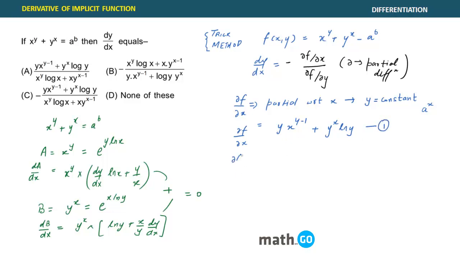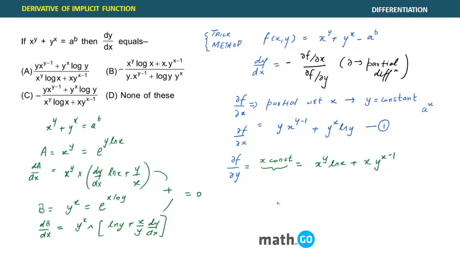Now you need to find delta f by delta y also. In this particular case, you will take x as constant, right? So now let's start differentiating. x raised to power y is like a raised to power y, right? So what will be the derivative? x raised to power y ln x, plus y raised to power x is like y raised to power n, so this will become x y raised to power x minus 1, right? And again it will be 0.